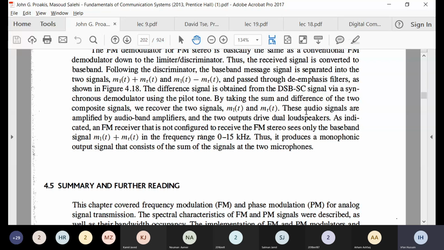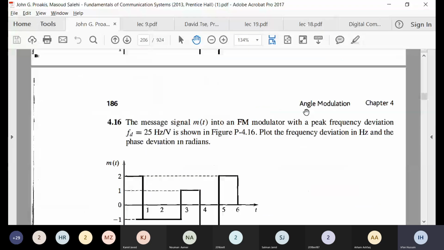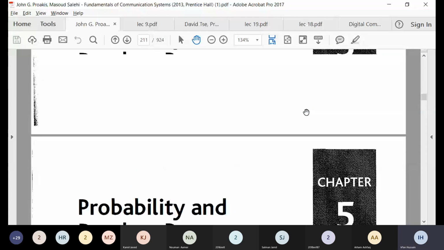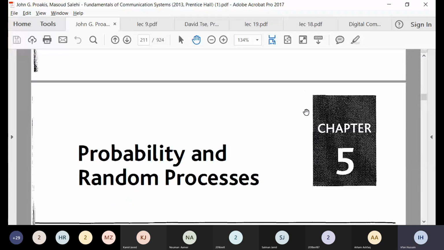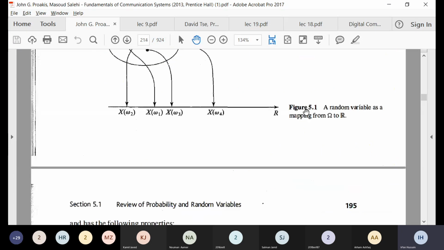All right, no student has any question. So now we go to the next chapter. And this chapter is the famous probability and random processes. Much of it you have studied in your last course.